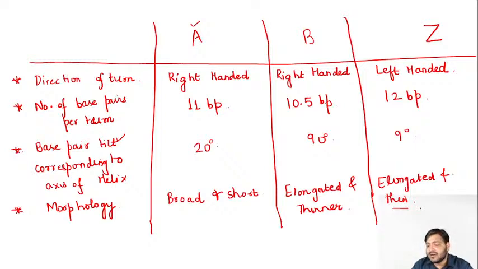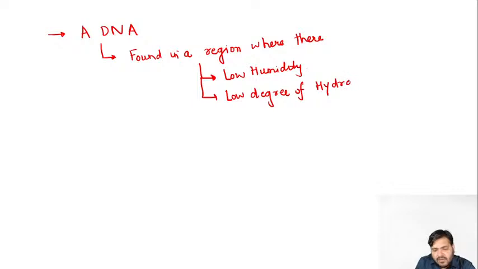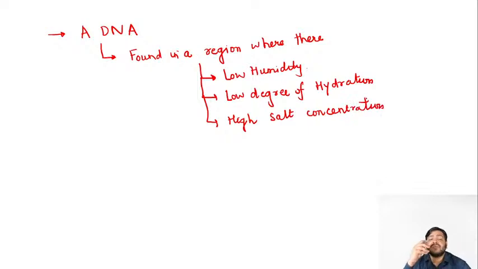Now I will talk about these DNAs one by one. Write down the very first one, the A DNA. Remember that A DNA is found in a region where there is low humidity, low degree of hydration, and high salt concentration. Automatically, the less water there is, the more the concentration of salt will be.